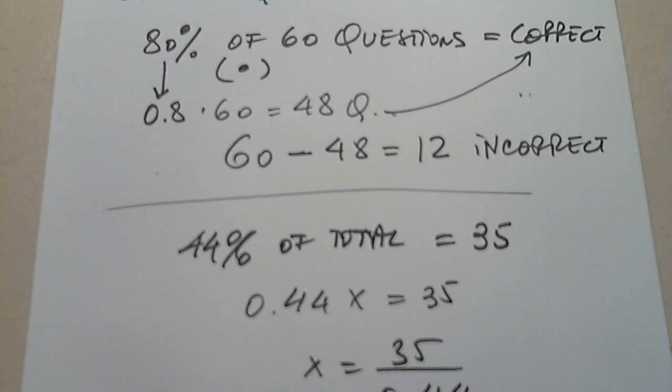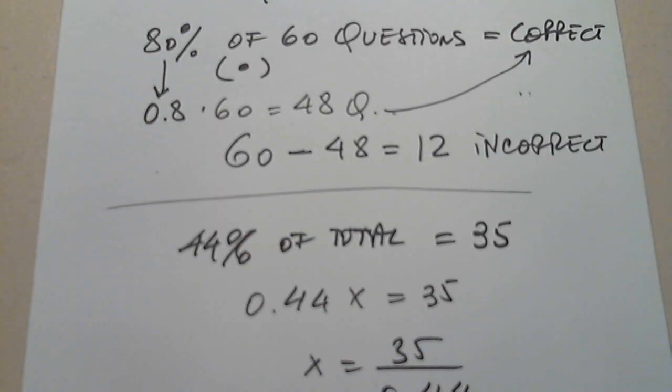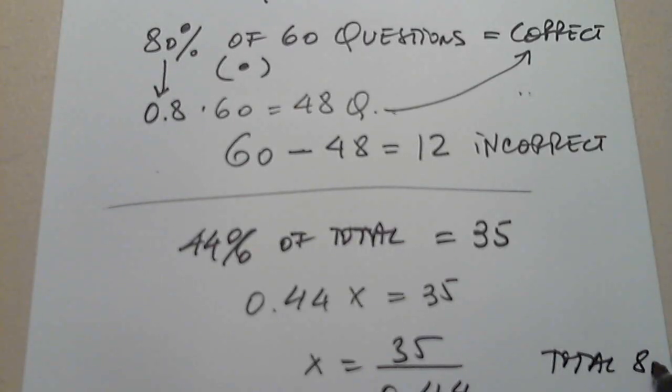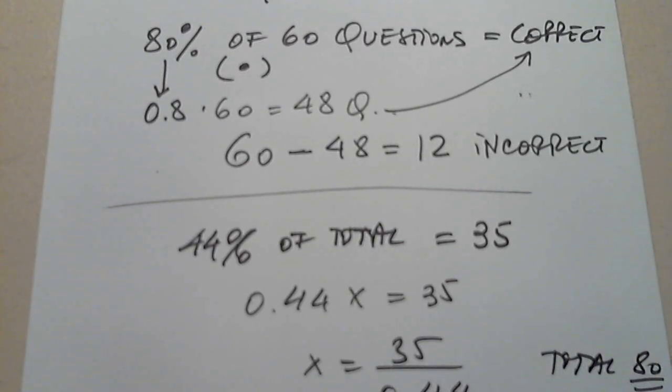Clear? So 35 divided by 0.44. They attempted, I'm assuming, this is a little silly, 80 total. So 0.44 times 80. Okay, it's a rounding error. Good.